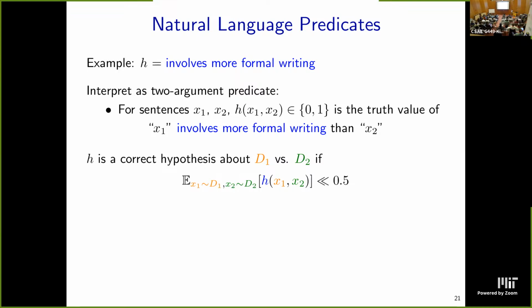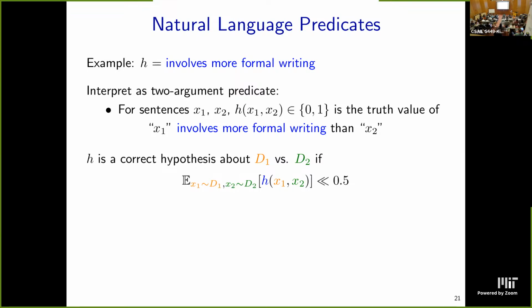We'll say H is a correct hypothesis about D1 versus D2 if the expectation, over random samples x1 from D1 and random samples x2 from D2, of H(x1, x2) is much less than 1/2. Yes. Right, sorry. So you would want to symmetrize here, and that's a good point. I'm actually missing that from this definition. But anyways, we do that.